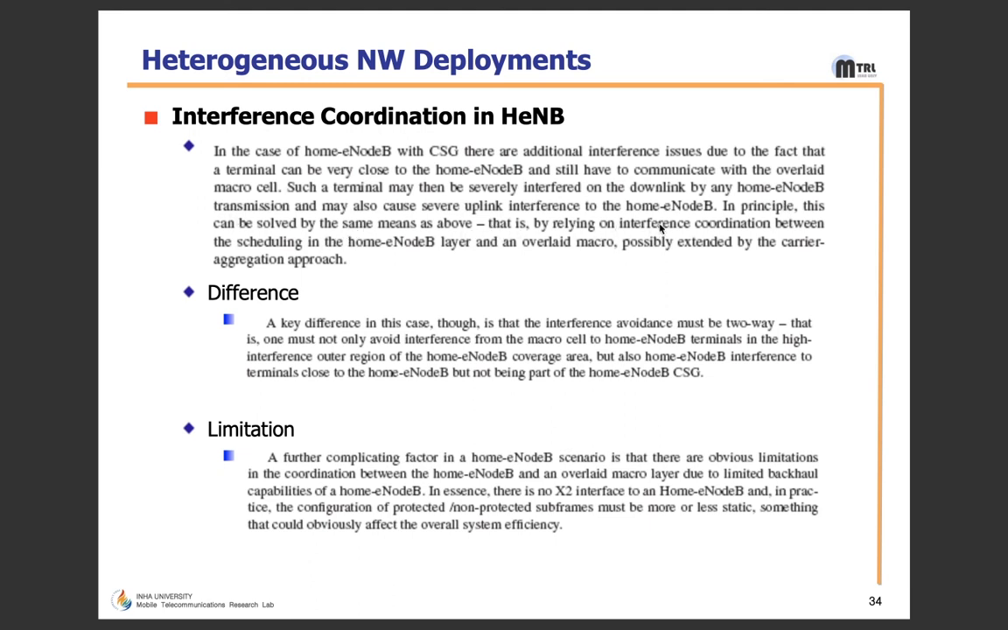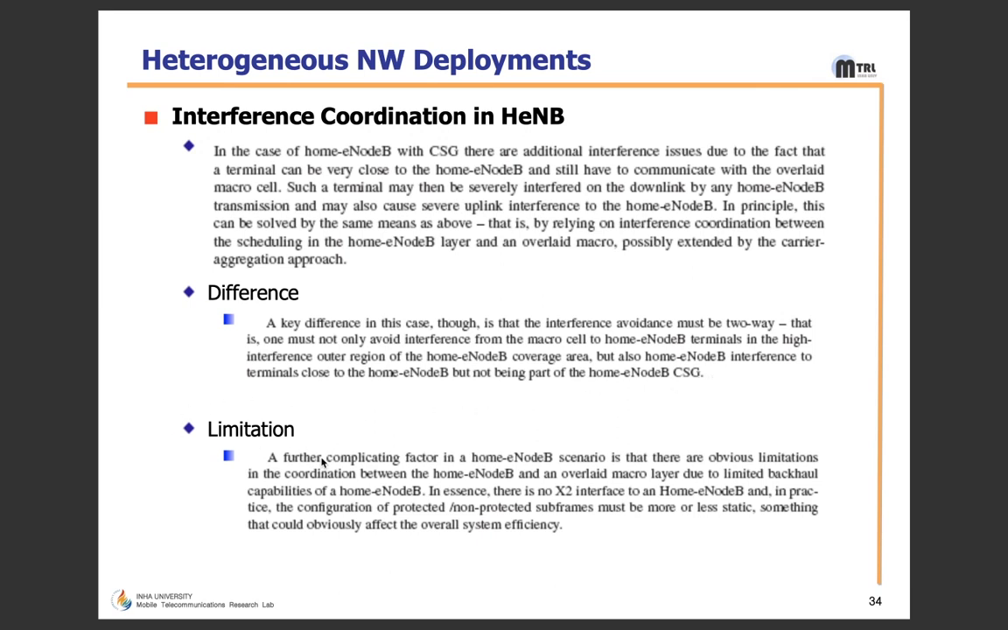That is, by relying on interference coordination between the scheduling in the femtocell layer and the overlaid macro layer, possibly extended by the carrier aggregation approach. However, a key difference in this case is that the interference avoidance must be two-way. That is, one must not only avoid the interference from the macrocell to the femtocell terminal in the higher interference outer region of the home eNode B coverage area, but also the femtocell interference to a terminal close to the femtocell but not being part of the femtocell CSG.